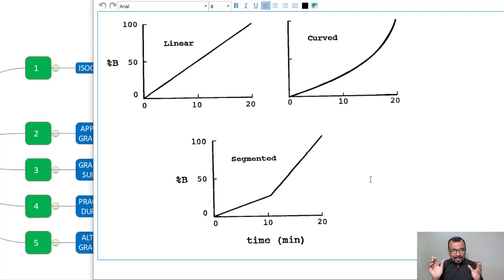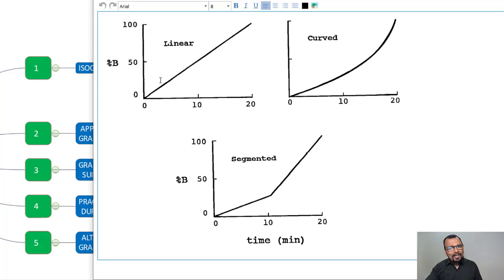By looking at the diagram, you can see that in the case of linear gradient elution mode, your proportion of B is increasing at the same rate throughout the entire chromatographic run. Let us say from 0 minutes to 20 minutes, you can see that the percentage of B is increasing at the same rate. So whatever change in the proportion of B is happening every minute will be the same and constant.